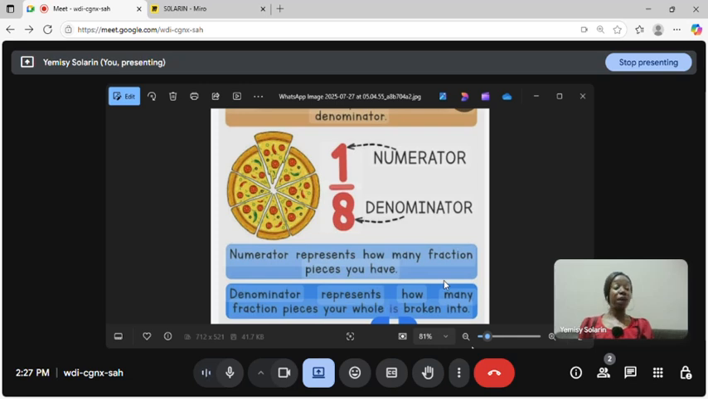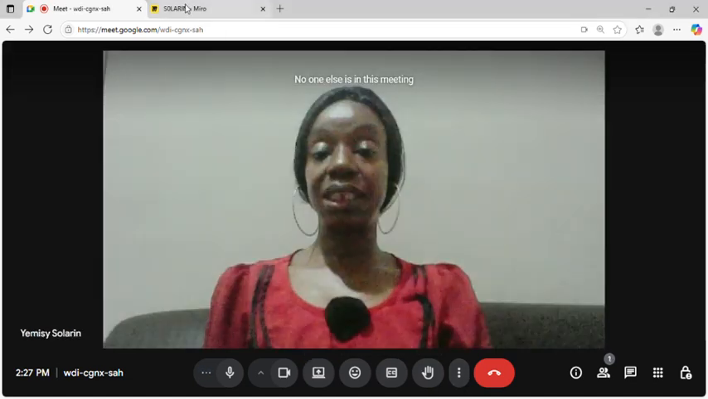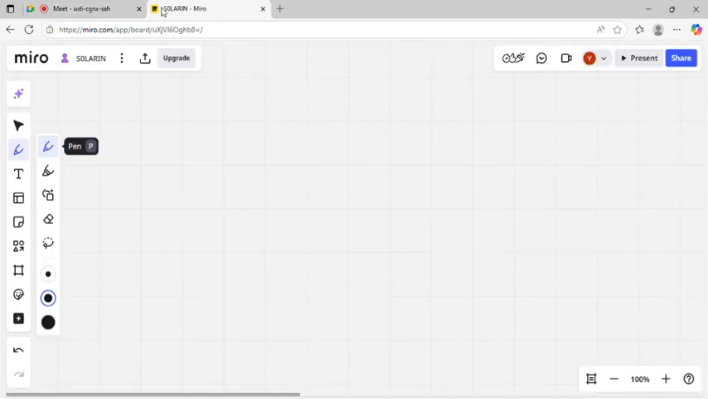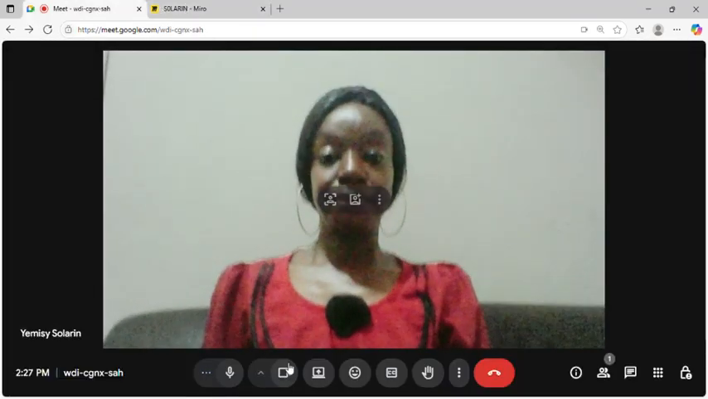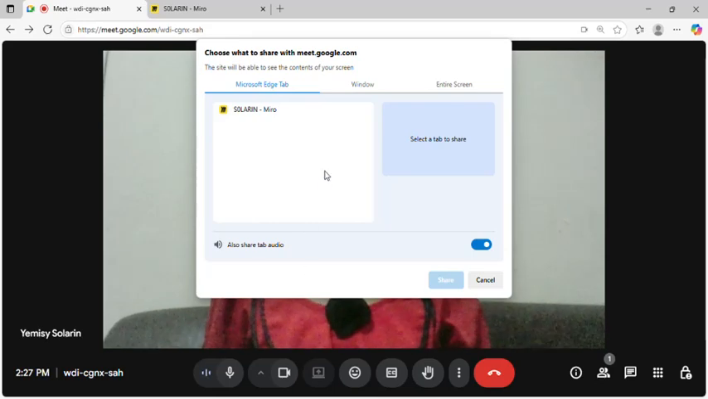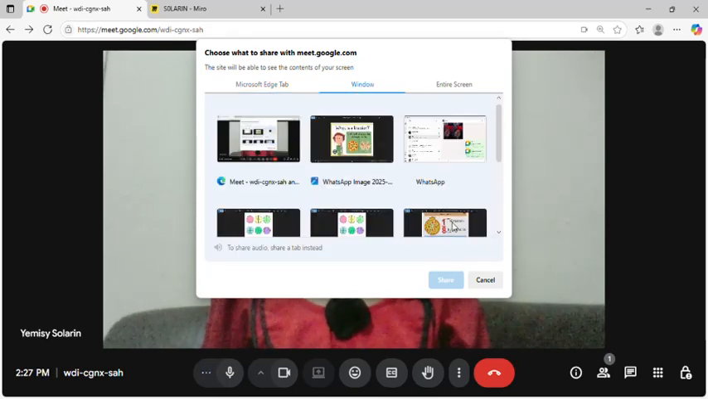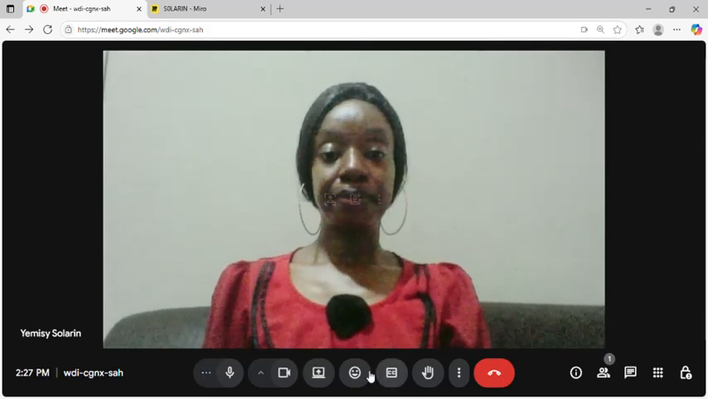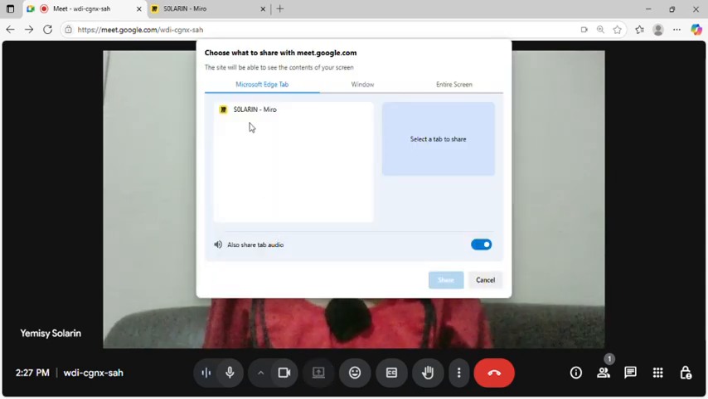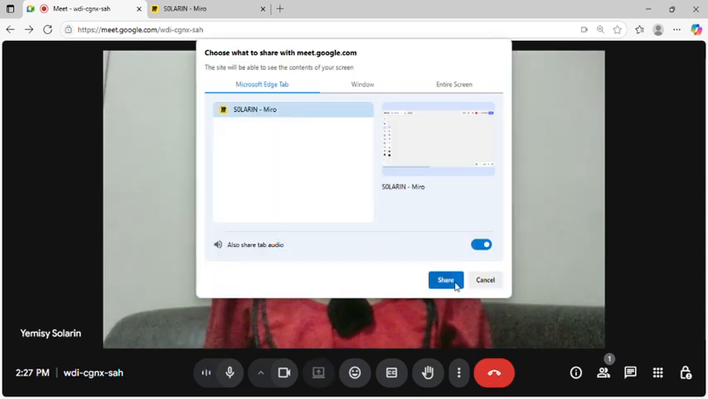I will be showing my whiteboard with you so that you can understand what the numerator means and what the denominator means. Once you know what the numerator and the denominator mean, you will be able to identify any fraction you come across. So let me share my whiteboard with you so that you can see how to know the parts of a fraction.